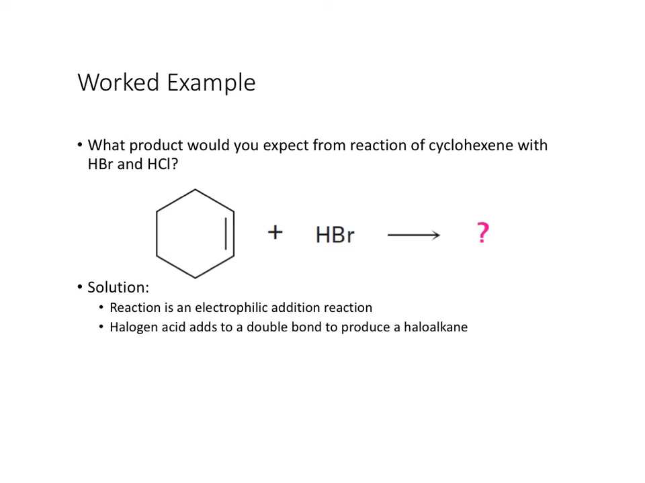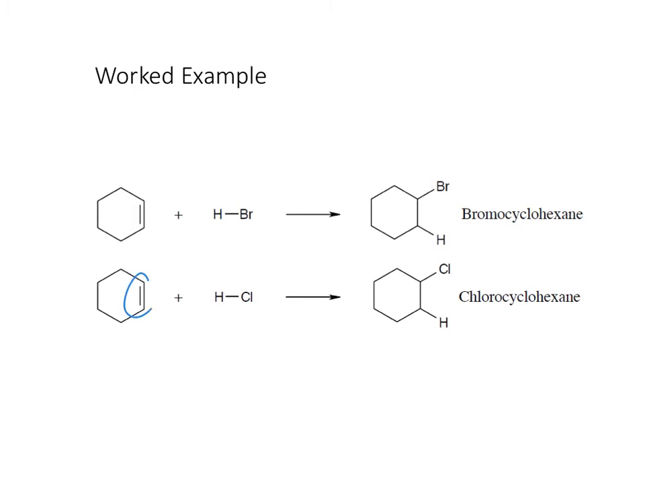So based on the reaction I just showed you, can you predict what product you would expect from reacting cyclohexene with HBr and HCl? So this is going to be an addition reaction, and the double bond will be the nucleophile and the HBr, or in the case of HCl, those would be the electrophiles. So here are the products. Notice the double bond is gone in both of the products, and we've added HBr to the top and HCl to the bottom.